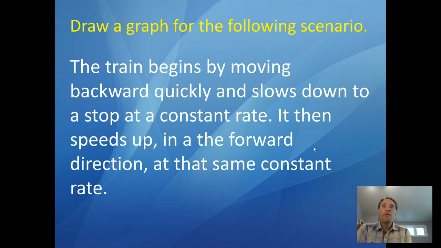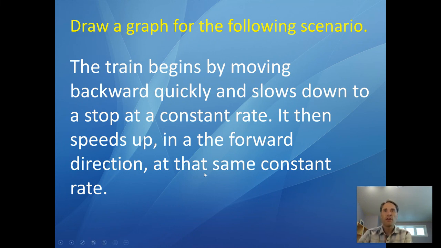The train begins by moving backwards. What would that look like? Velocity backwards quickly, and then it slows down to a stop, all at a constant rate, and then it speeds up in the forward direction at that same constant rate, meaning its speed is changing at a constant rate. Go and pause it if you haven't, and come back. Okay. The train begins moving backwards quickly, slows down to a stop, and then speeds up forward.